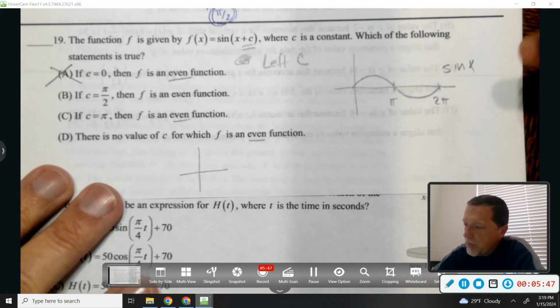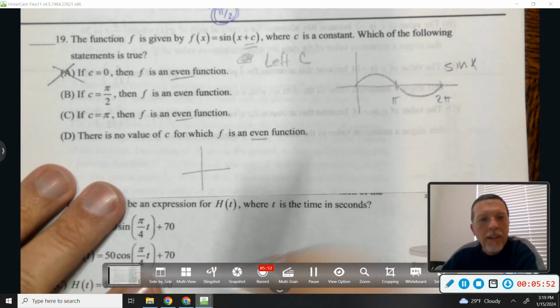Hey, that's like a trampoline. Looks like a trampoline? Yeah. Yeah, a little bit. This looks like a trampoline bouncing up and down.